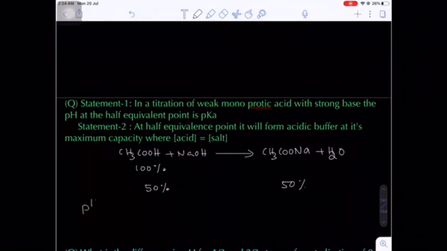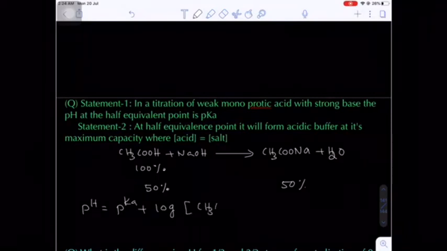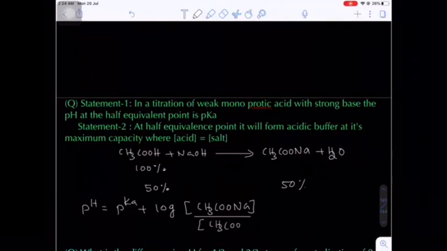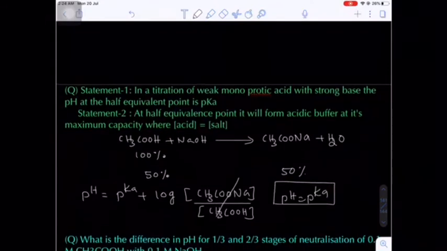That means here 100% of acid is there. Now 50% of acid will be neutralized, that means 50% of salt will be formed. Are you getting my point? Now the pH will be calculated with the help of a buffer solution. pH is equal to pKa plus log of salt concentration, half equivalent means 50% completion of the reaction, divided by acid concentration. So the acid concentration and salt concentration will be equimolar, so they will cancel. So log 1 becomes 0. So pH is equal to pKa.